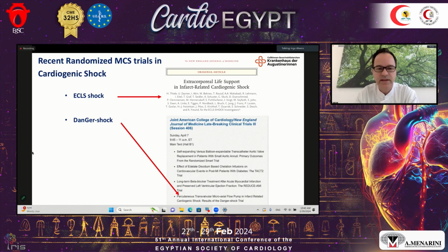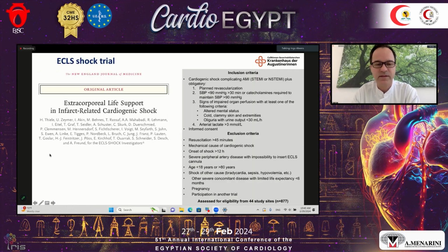Looking at ECLS shock, most of you have probably seen that and read the paper. This is just a small wrap up. So we just learned about the SCAI stages for cardiogenic shock, and they're very useful to design future trials. The patients that have been included in ECLS shock had to have an acute myocardial infarction with a cardiogenic shock complicating this acute myocardial infarction. So it's the pure cardiogenic shock by acute myocardial ischemia.